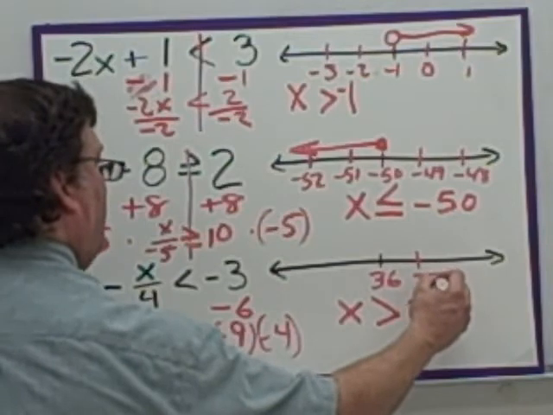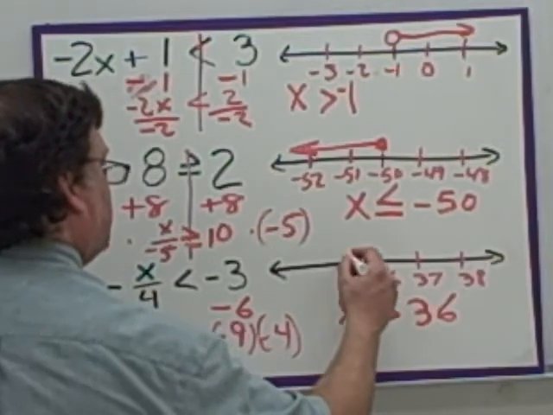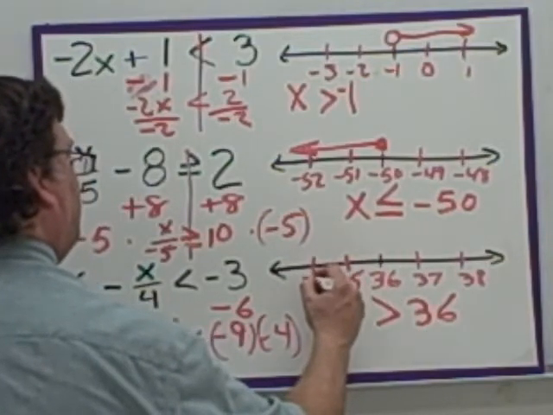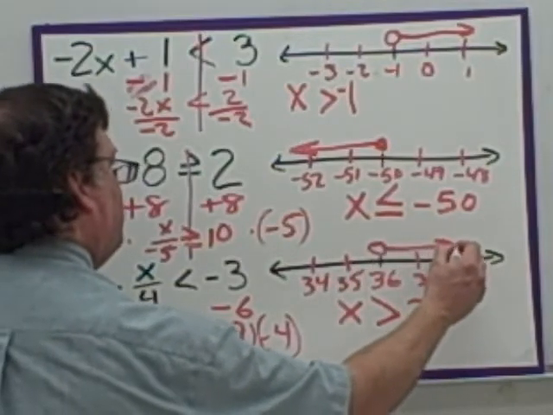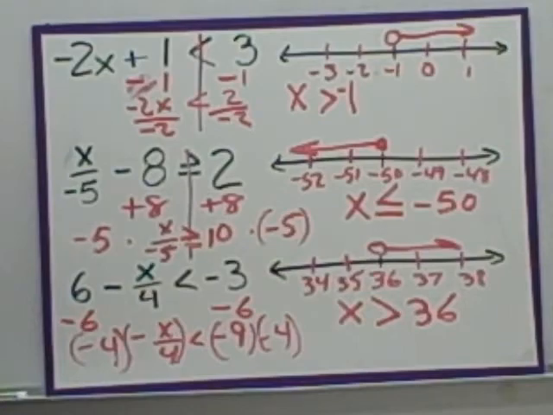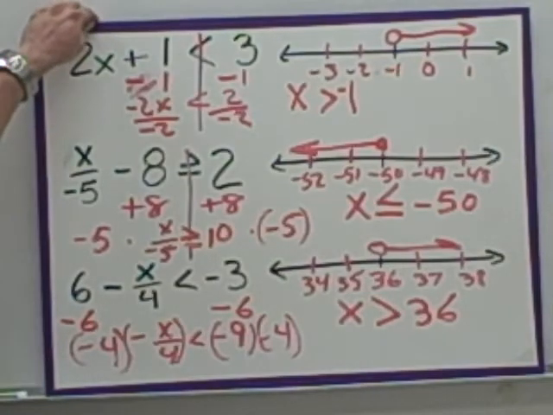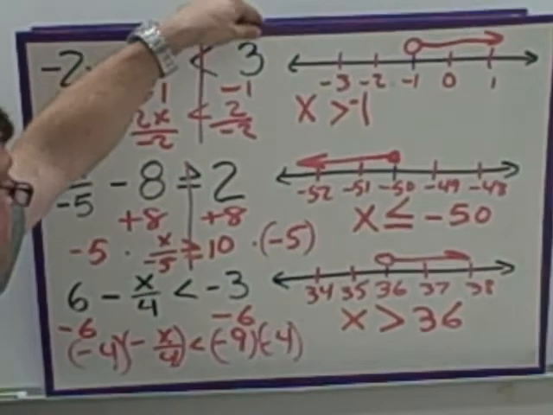36, 37, 38, 35, 34. Open circle. To the right, because it's heading to the right there, greater than. There is your answer for that one.